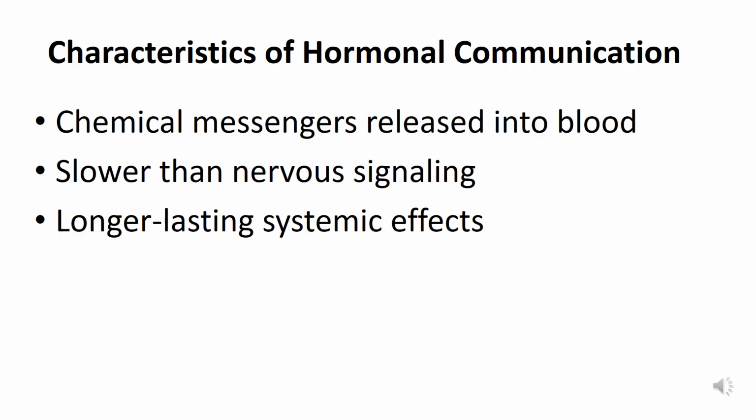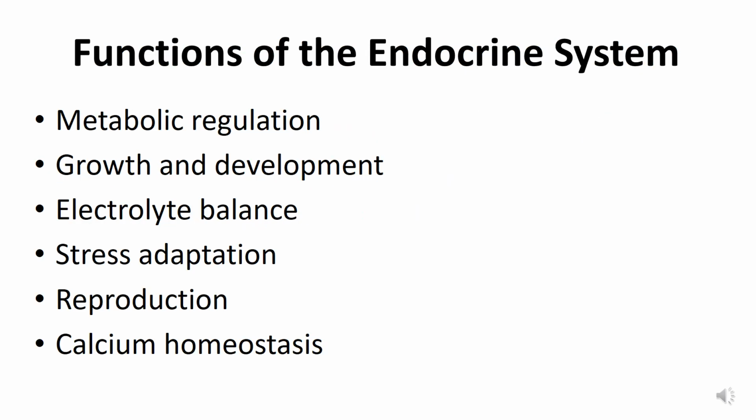In simple terms, hormones are the body's long-distance chemical messengers. They travel through the blood, act more slowly than nerves, and create effects that can last far beyond a single moment. The endocrine system helps keep the body stable and functioning properly.